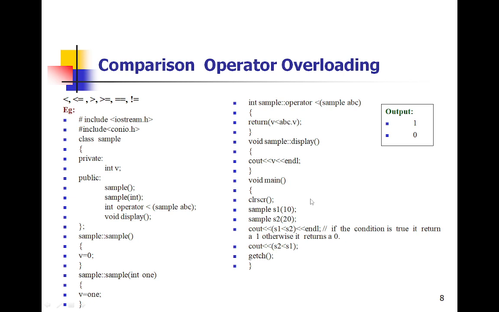Next it checks the next value, which comes as 20. So the condition is going to be wrong, and it will return the value of 0. So that is the major difference between passing the two values and performing the comparison operations.